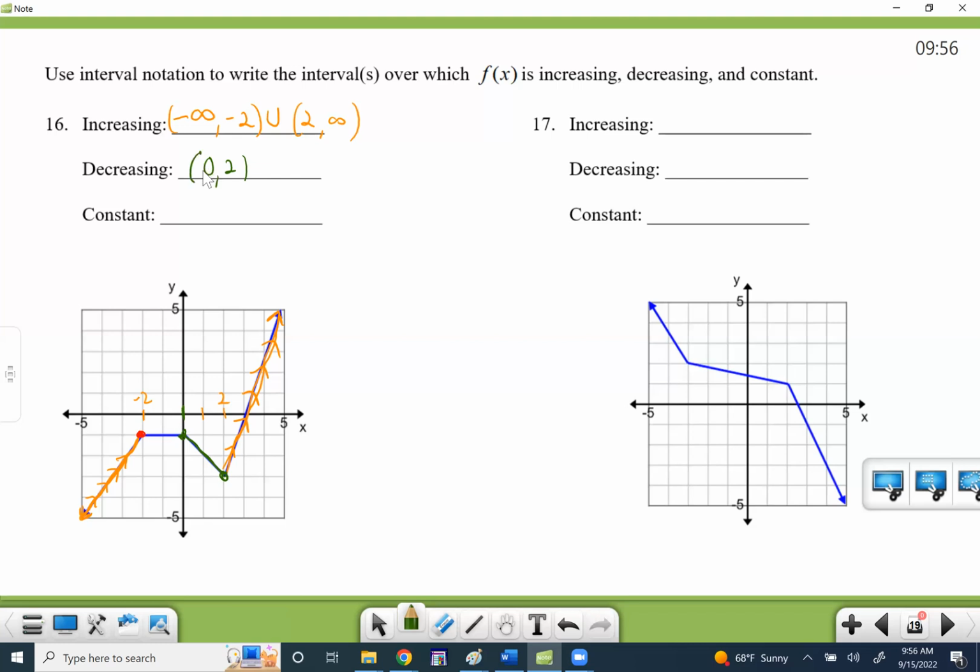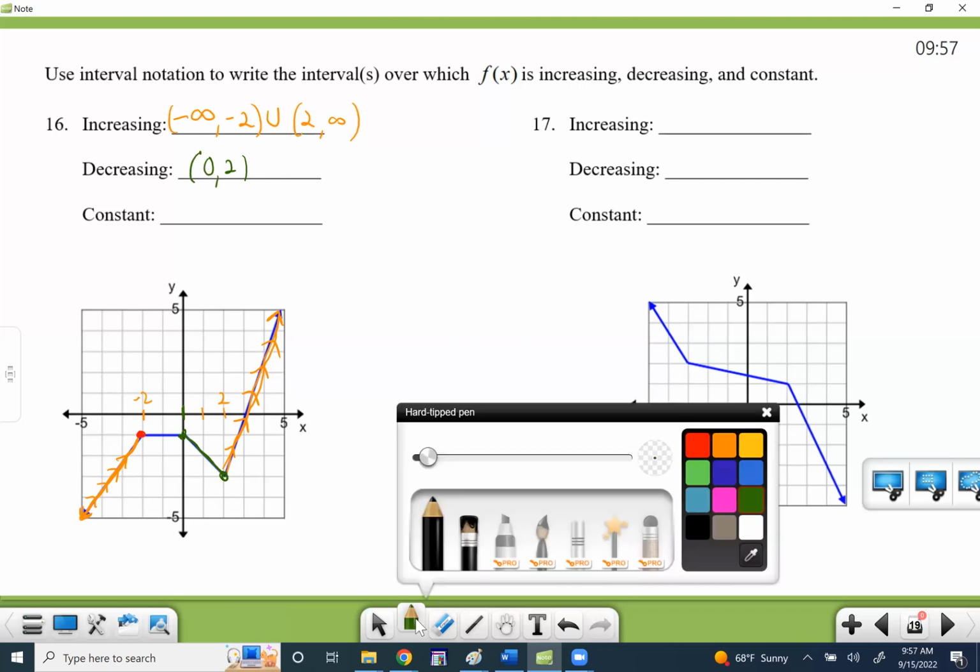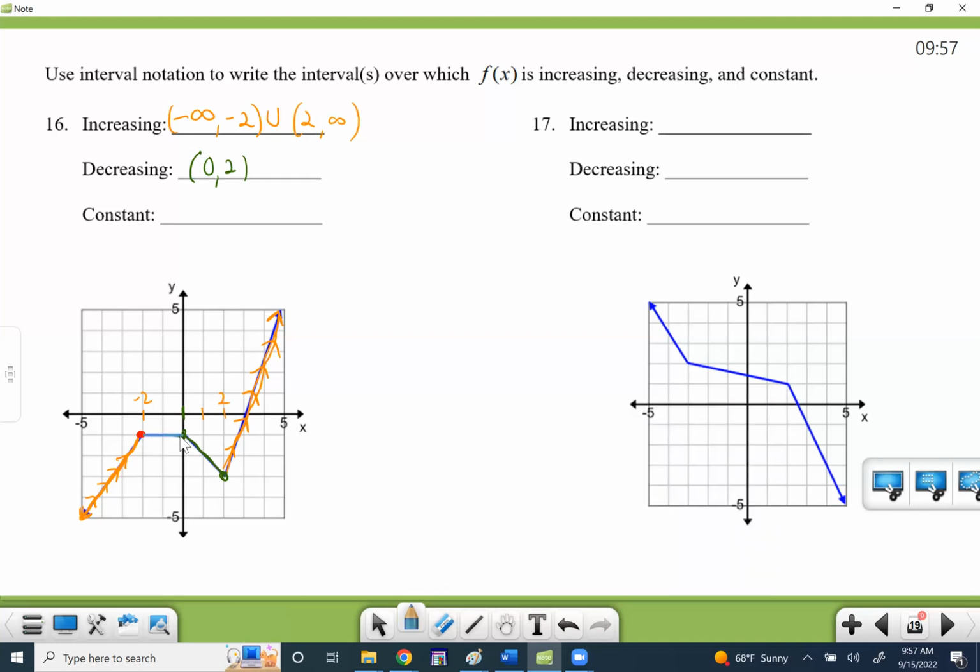Okay, so our last thing to consider is when are we constant? Well, we're going to be constant when we have a horizontal line, right? And so the x values that are sandwiched in between would be -2 and 0 on the x-axis. There we go. Okay, let's go over here and check out this one.